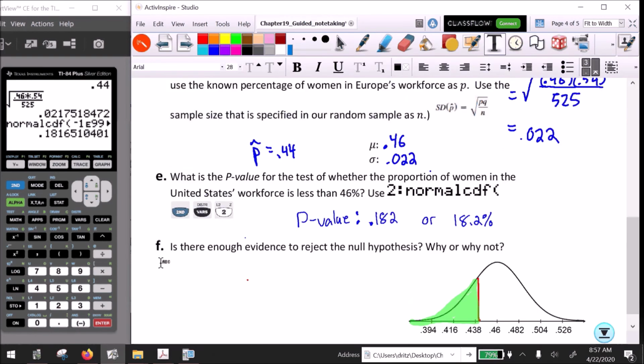The benchmark that we usually set as our significance level is 5%. If our p-value is less than 5%, there's enough evidence to reject our null hypothesis. So is 18.2% less than 5%? No. There is not enough evidence to reject our null hypothesis.